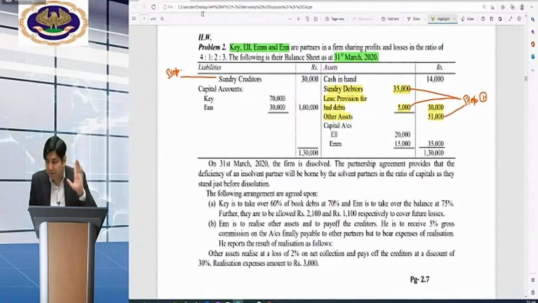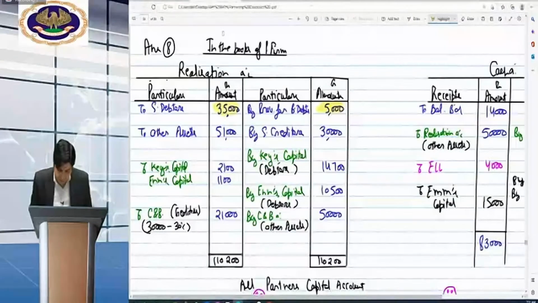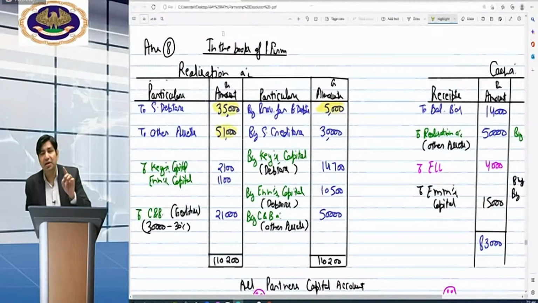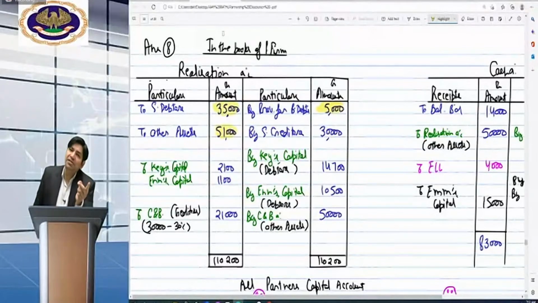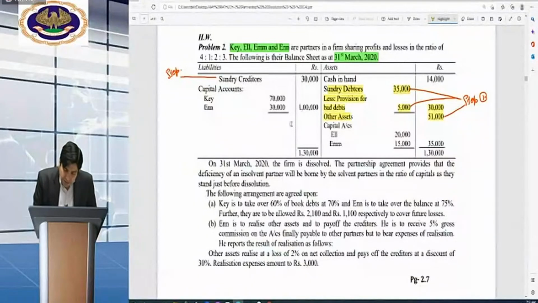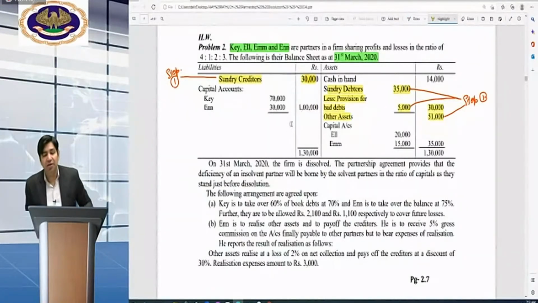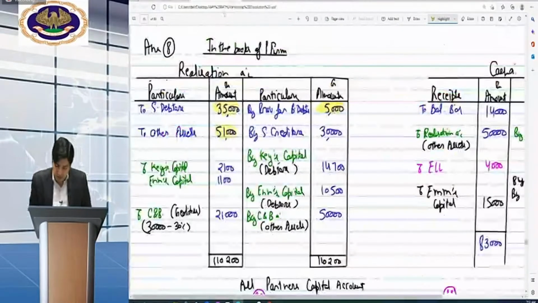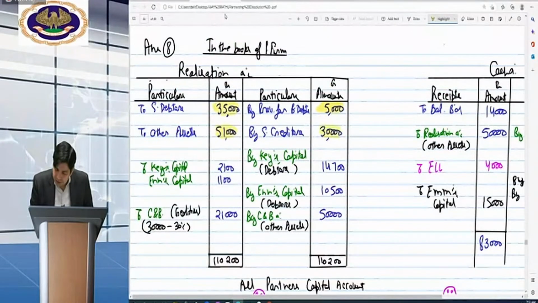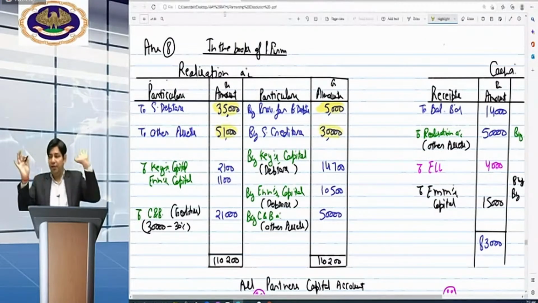Other assets account book value will be credited. We are not seeing for which amount they are being realized. We are just doing one thing. If a debit balance is there, then we are crediting that. If a credit balance is there, then we are debiting that. All the assets and liabilities book value will be transferred to realization account. See, we have also transferred the creditors. So we have already covered step number 1.